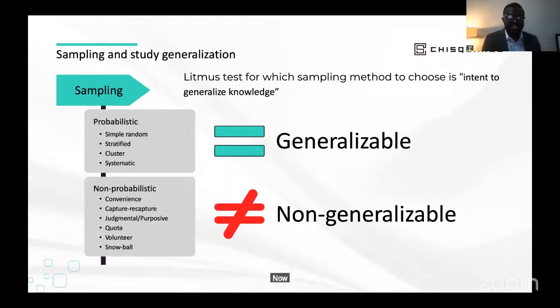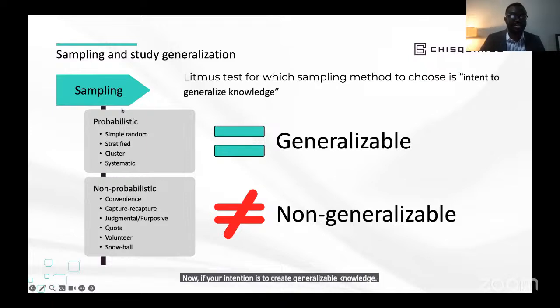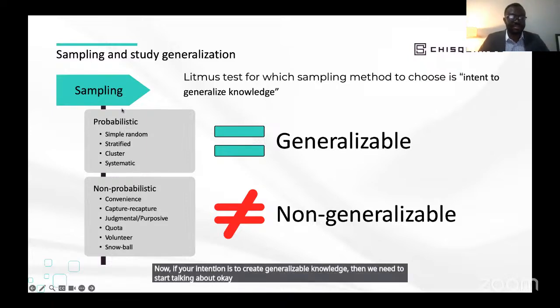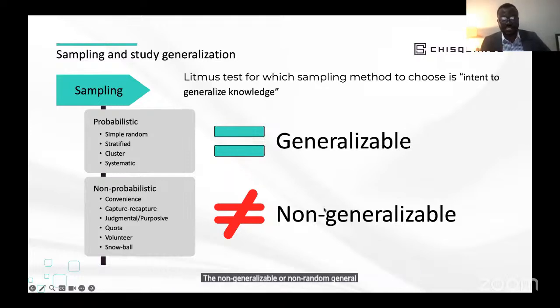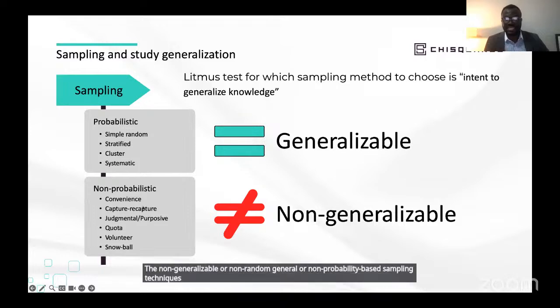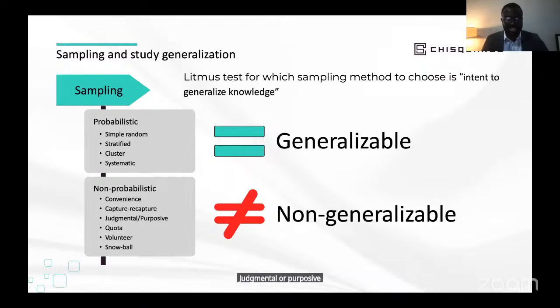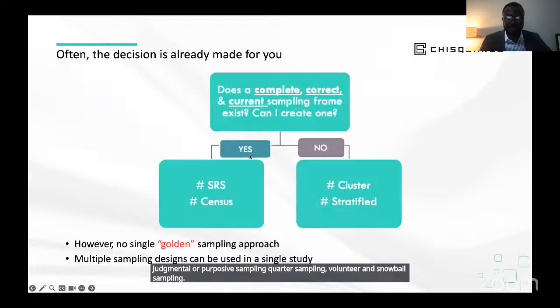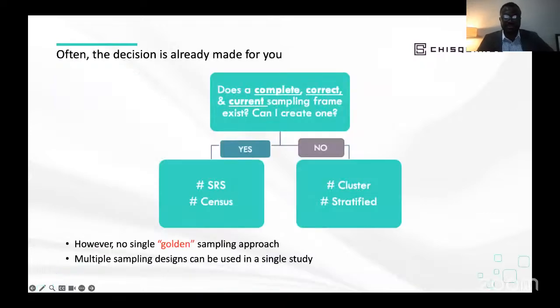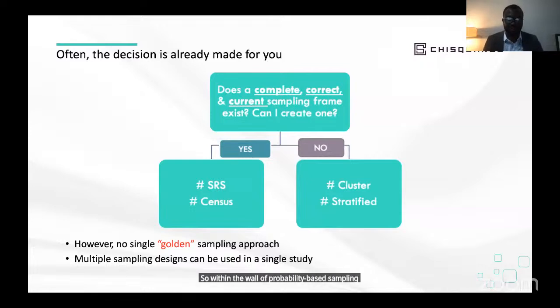Now, if your intention is to create generalizable knowledge, then we need to start talking about random or probability-based sampling techniques, such as simple random or stratified or cluster or systematic. The non-generalizable or non-random or non-probability-based sampling techniques include convenience samples, capture-recapture, judgmental or purposive sampling, quota sampling, volunteer, and snowball sampling. So within the world of probability-based sampling, there are a lot of options for us to use.